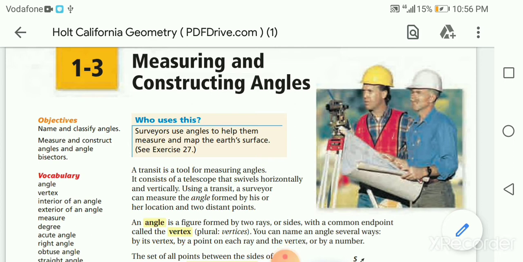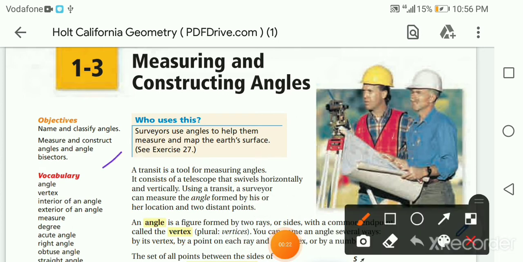By the end of the lesson, you're going to be able to name and classify angles, and measure and construct angles and angle bisectors. Okay. You have to know that you can do all of this after the session.